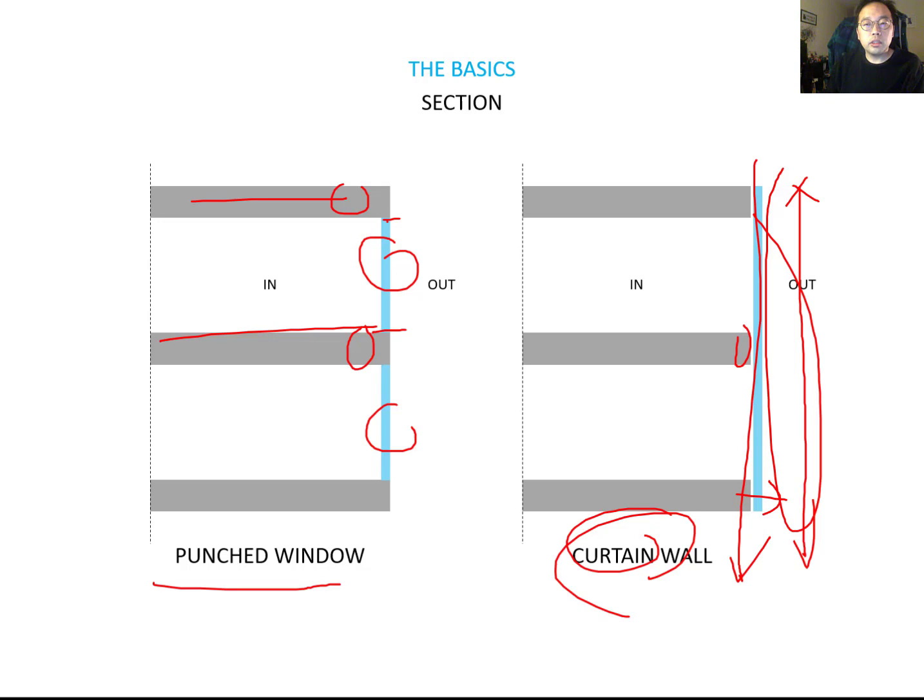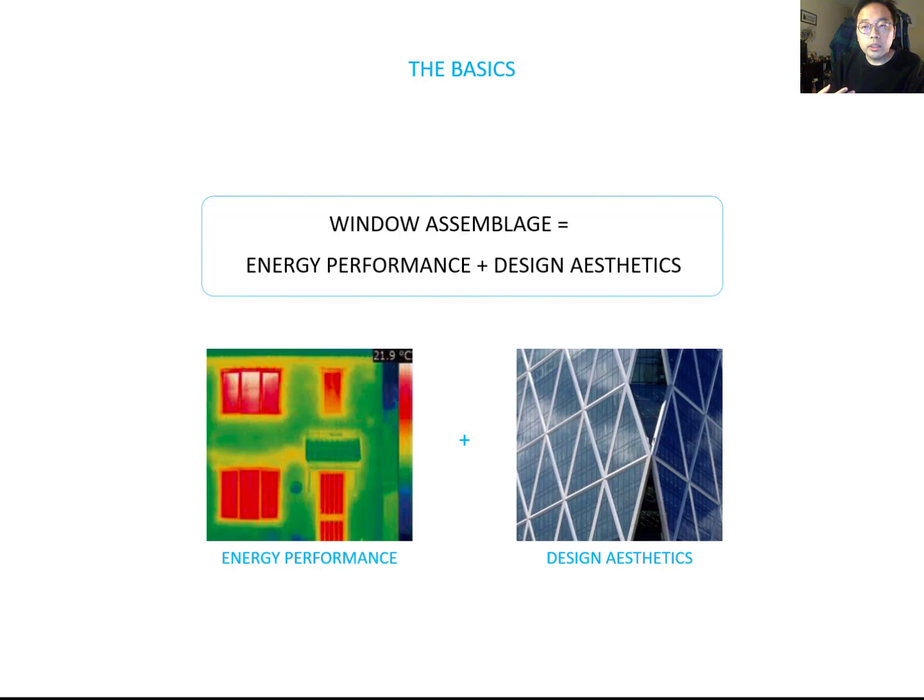So now we talk about the window assembly. When you're designing the window, you should consider the energy performance and the design aesthetic. You already know about the design aesthetic part, but we also have to be concerned about the energy performance. Most energy is lost through the building openings, which are the windows and the doors. It means you need to design openings very carefully. It is always the most tricky and difficult detail of your wall assembly.